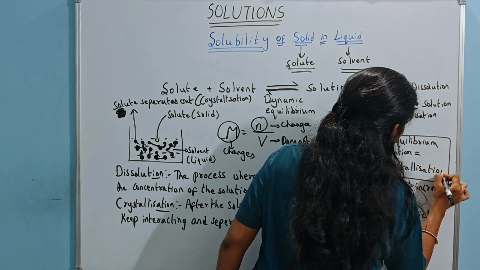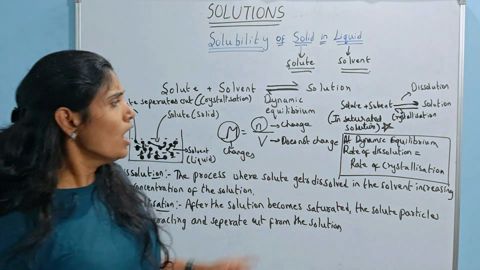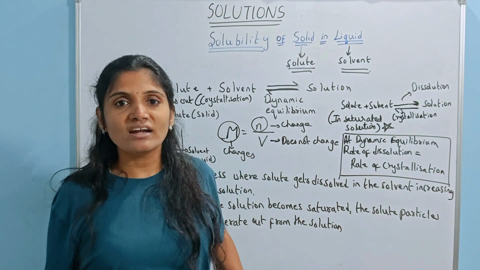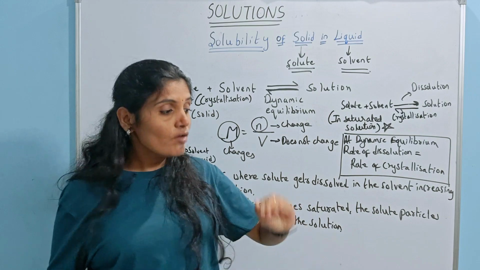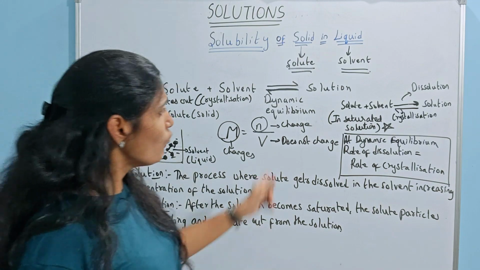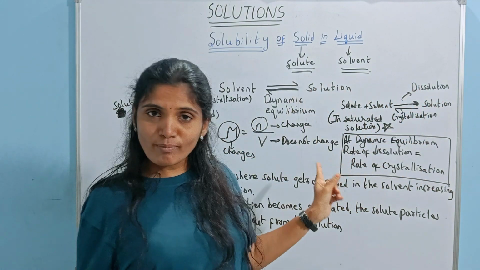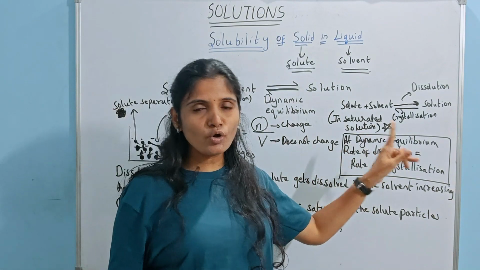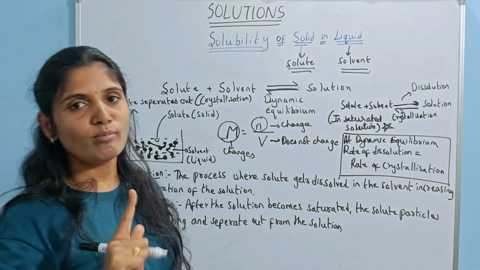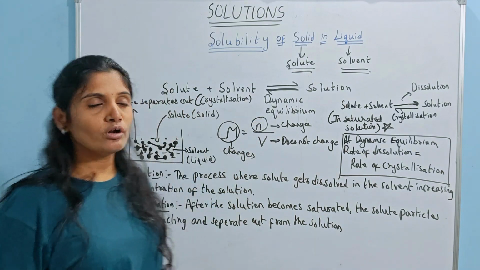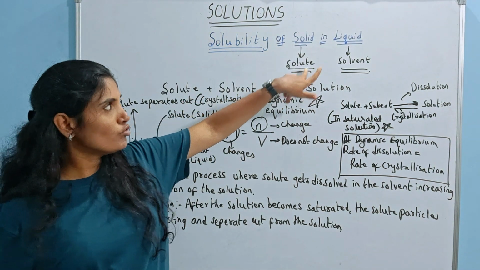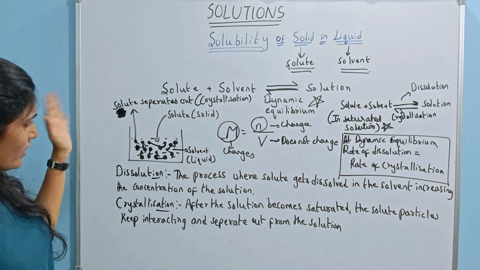is equal to rate of crystallization. Now, you have studied chemical equilibrium in grade 11. When do you say chemical equilibrium is attained? We say chemical equilibrium is attained when the rate of forward reaction is equal to the rate of backward reaction. Am I right? Here, what is the forward reaction? Dissolution. What is the backward reaction? Crystallization. Now when the rate of dissolution is equal to the rate of crystallization, I say the solution is in perfect dynamic equilibrium. That is what I was telling when I was talking about dynamic equilibrium in a solid liquid solution, where solid is solute and liquid is my solvent. This is the thing.